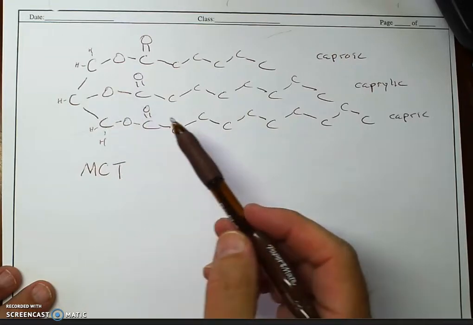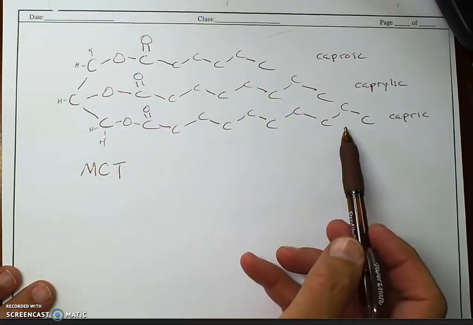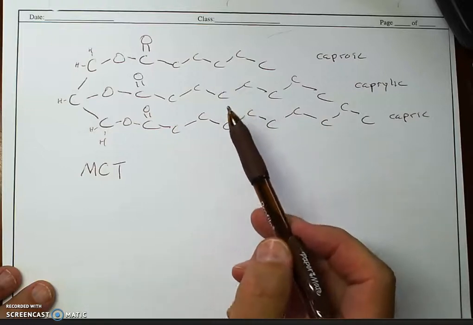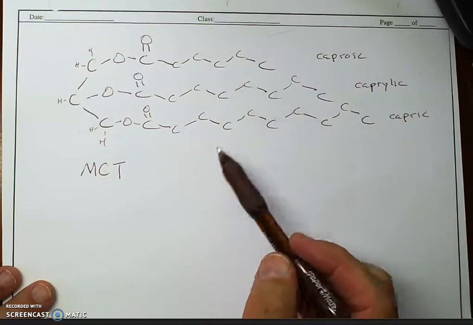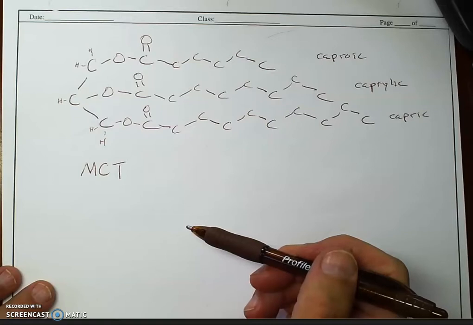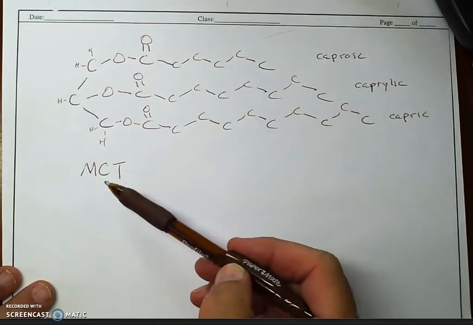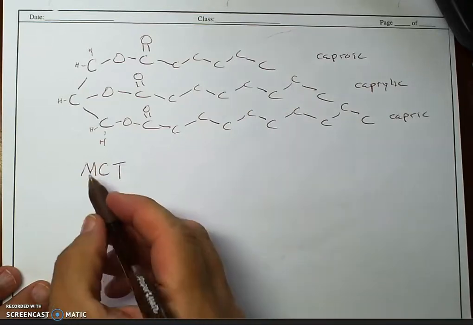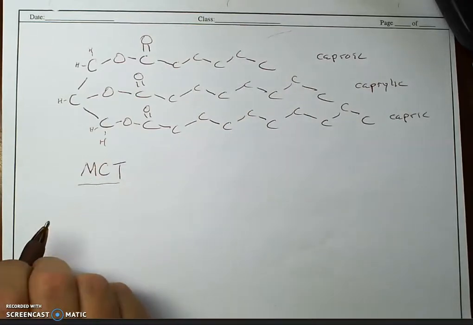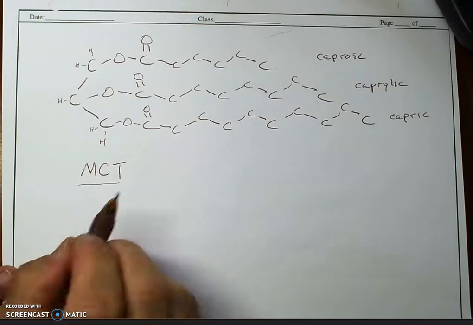Now, a triglyceride could have 3 identical fatty acids on it, or like this one, it can have 3 different fatty acids on it. I just chose 3 saturated medium chain triglycerides because of the popularity of MCTs right now.